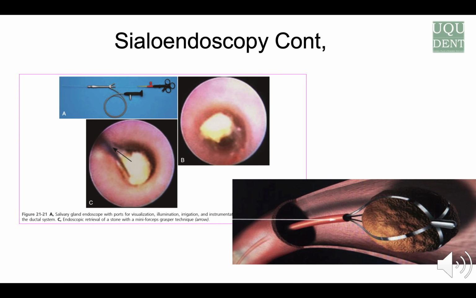In this picture you see the armamentarium for the endoscopy. So you see the cannula attached to the camera. So when you go inside the canal, you see B and C.